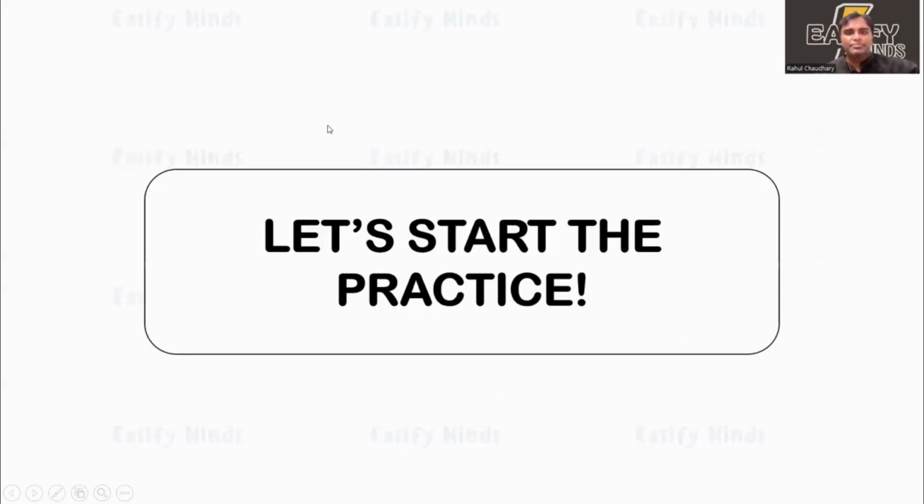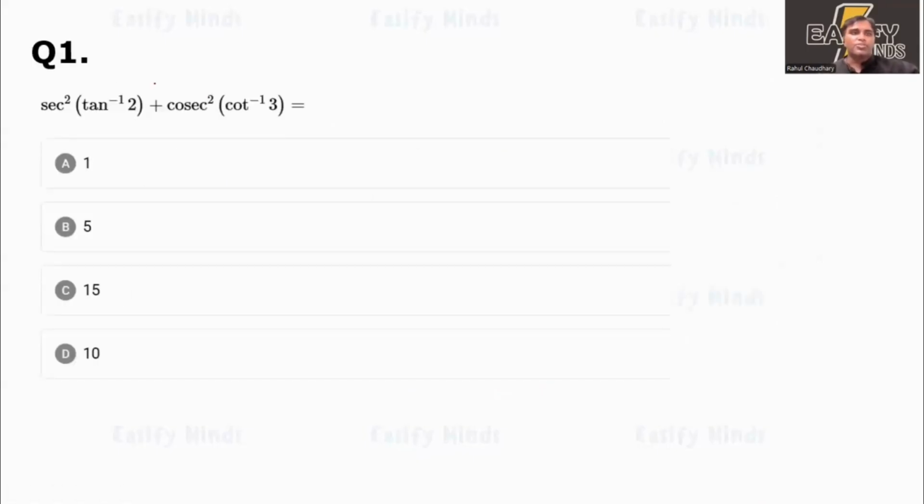ITF. First question, everyone try to solve. Secant square tan inverse 2 plus cosec square cot inverse 3. What is the value? 1, 5, 15 or 10?